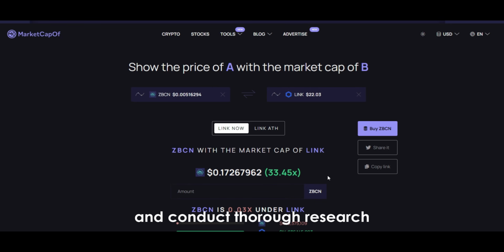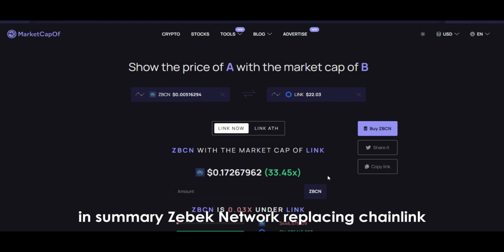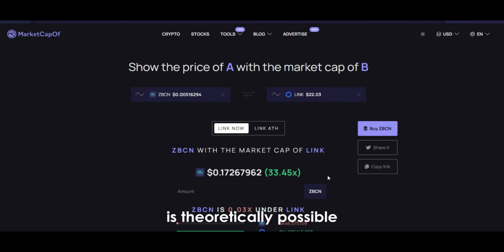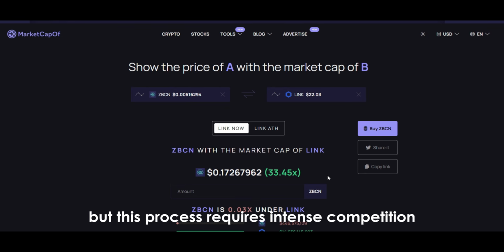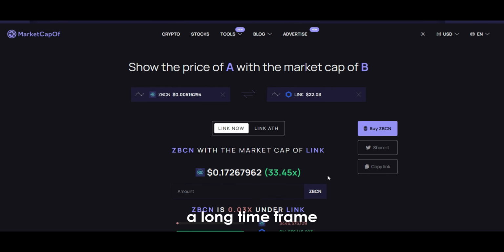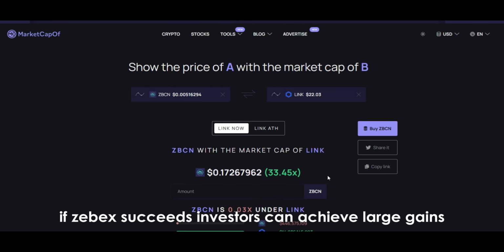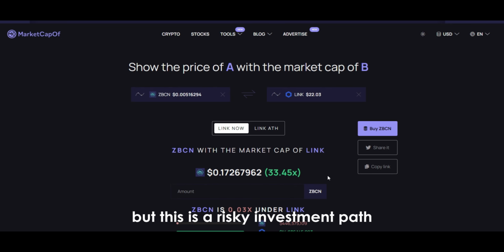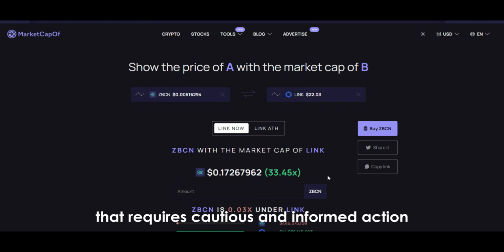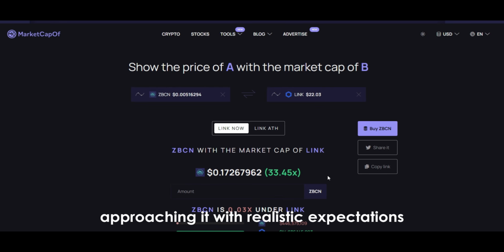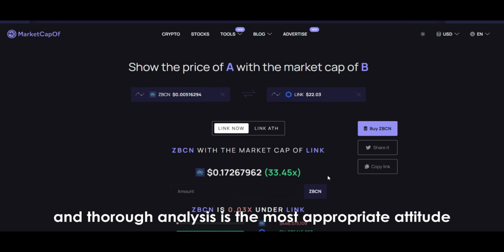In summary, Zebec Network replacing Chainlink and making a significant leap in market value is theoretically possible, but this process requires intense competition, a long time frame, comprehensive strategies, and continuous innovation. If Zebec succeeds, investors can achieve large gains, but this is a risky investment path that requires cautious and informed action. Therefore, although Zebec's potential is attractive, approaching it with realistic expectations and thorough analysis is the most appropriate attitude.